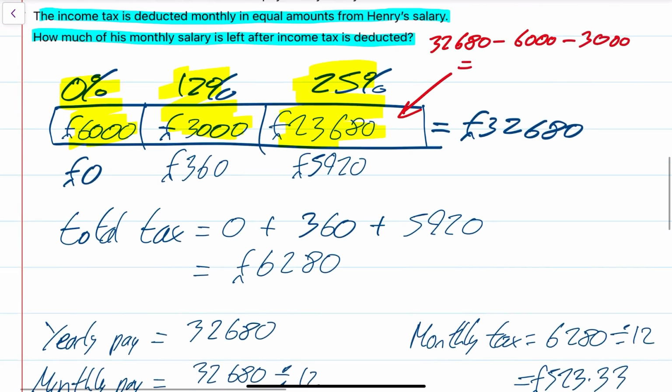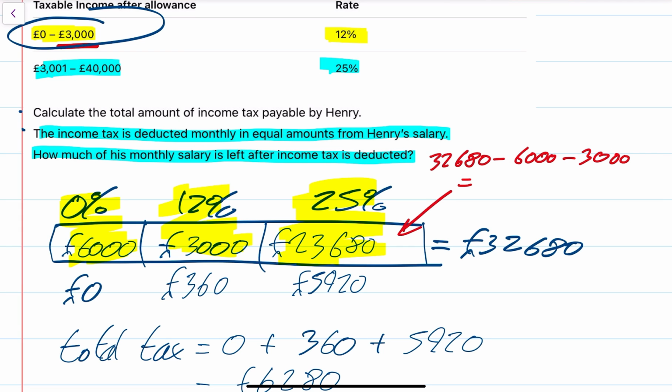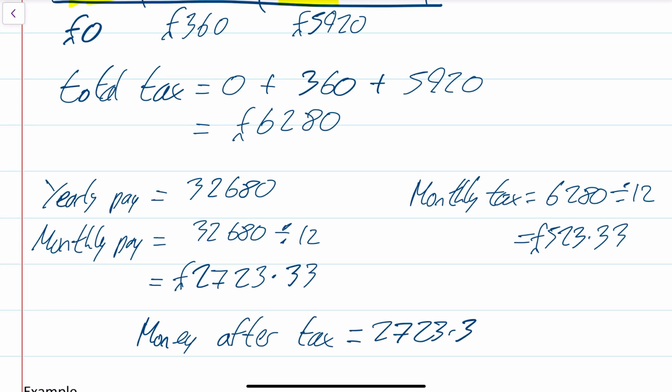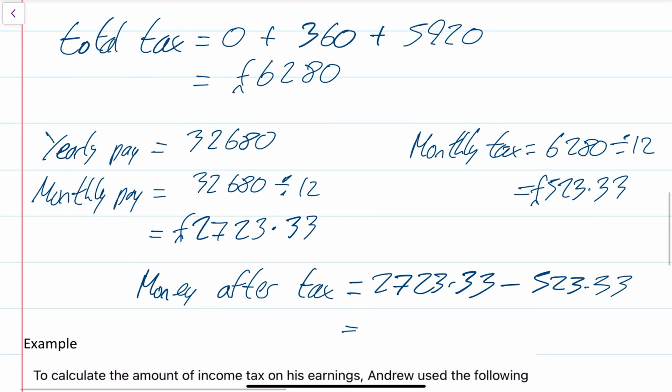So we'll say, what does it say? How much of his monthly salary is left after income tax? So money after tax will be those two things. The monthly pay minus his tax. So if we just do that out again, that's 2,723.33 minus 523.33, I should say. And we do that, he is left with a nice number of £2,200.